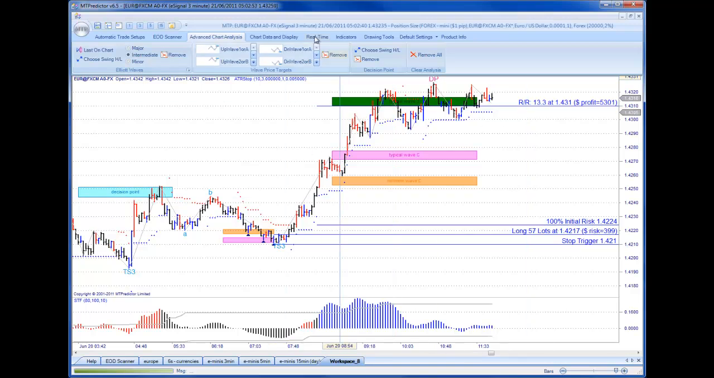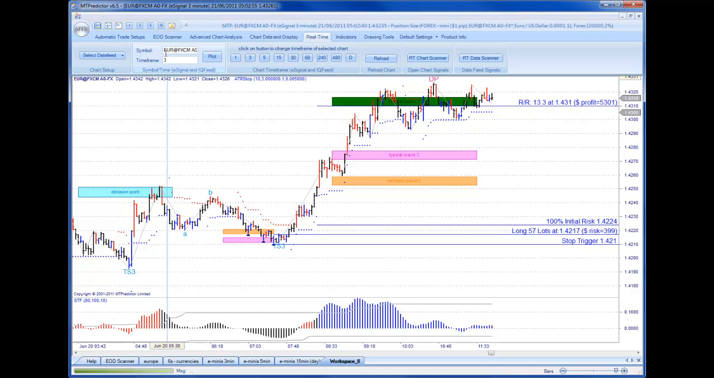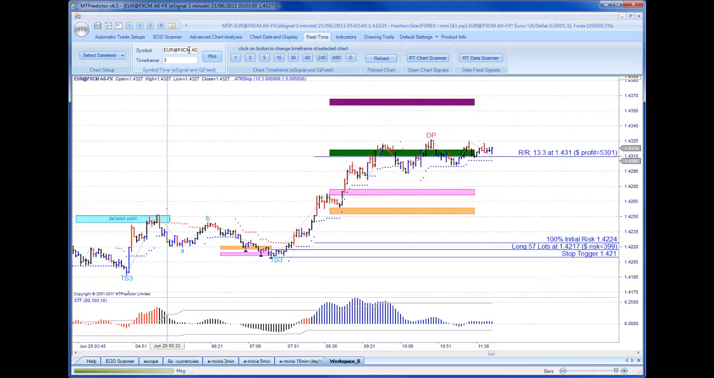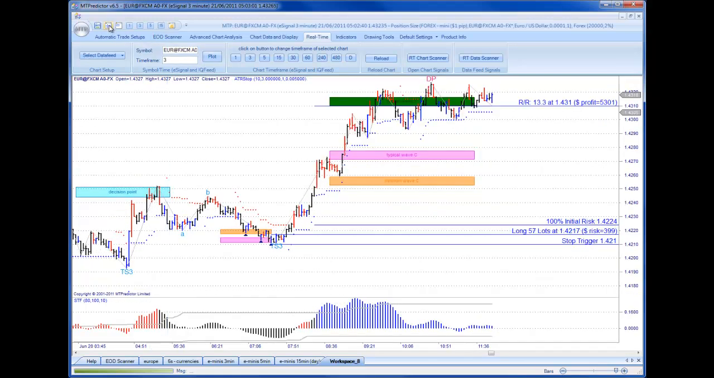So again, this was a 3-minute chart of the euro against the US dollar using FXCM data through eSignal. So a great example of the MTPredictor Holy Grail trade setup, but this time on a Forex chart.